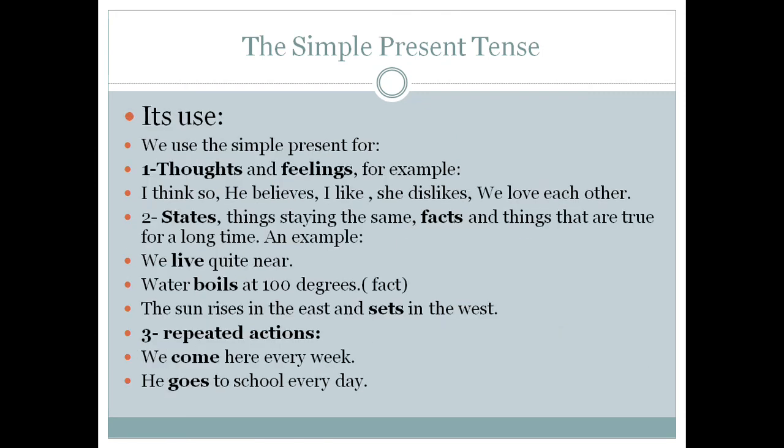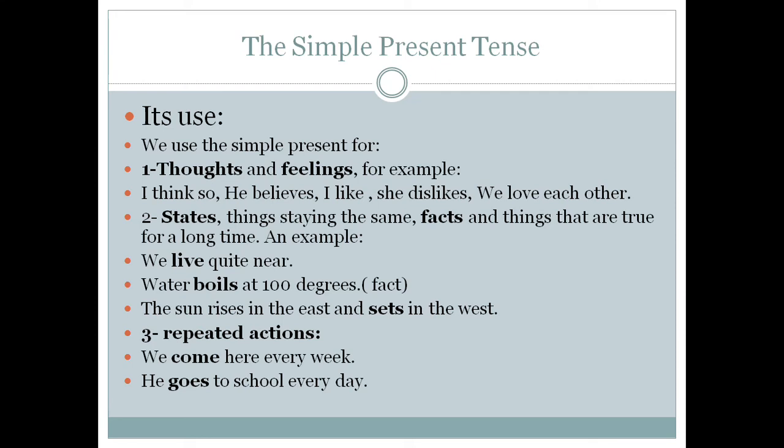Now we come to its use. When do we use the simple present tense? Number 1, thoughts and feelings. For example, I think so. He believes in Islam. I like coffee. She dislikes tea. We love each other. We love our country.